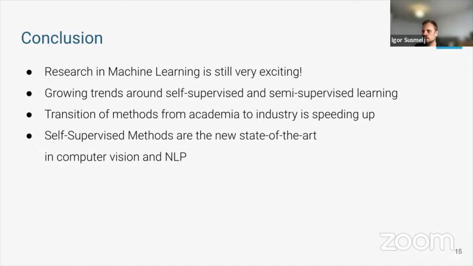Maybe to conclude a bit, the research field in machine learning is still very exciting. That's pretty important. There's still a lot of progress being made. And now there's a lot of trend towards self-supervised or semi-supervised learning. And the other point is that there's also still a transitioning happening from academia to industry. And then the last point is that kind of state-of-the-art models today in computer vision or NLP are all based on these self-supervised models. So it's pretty exciting to see this progress being made and continuing.